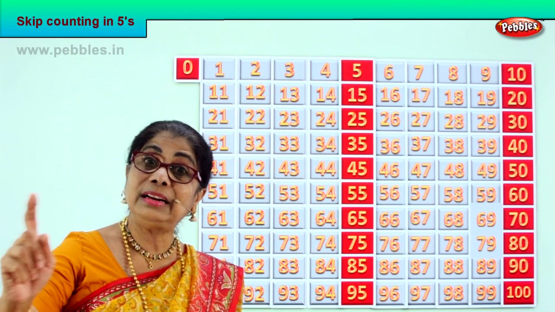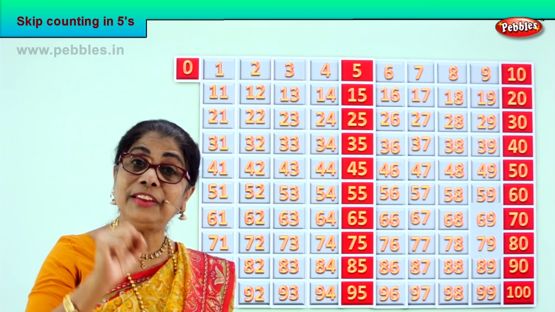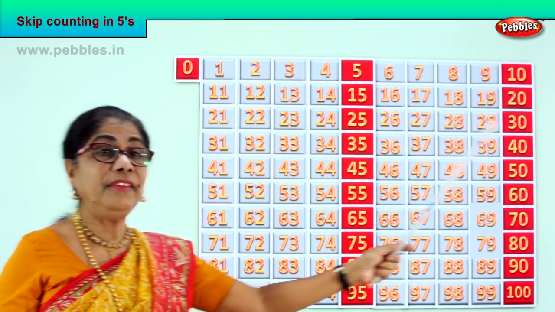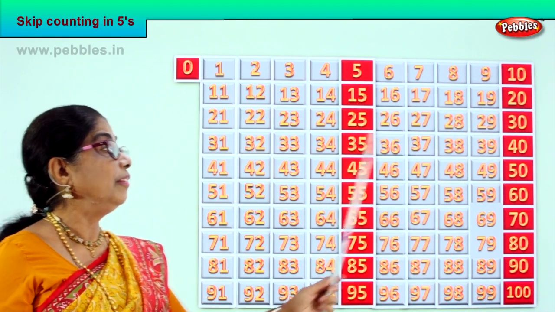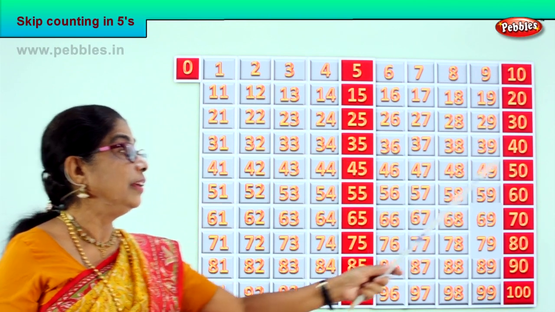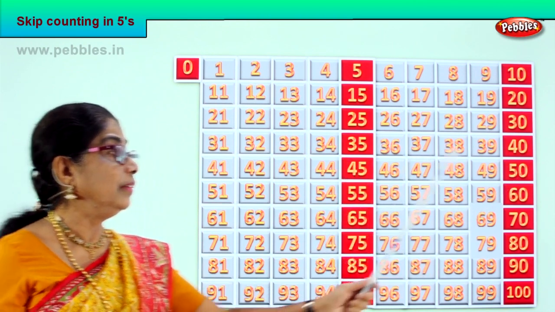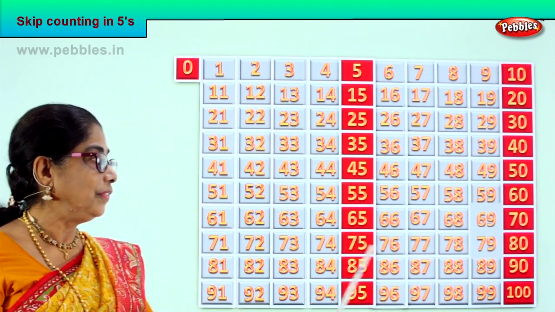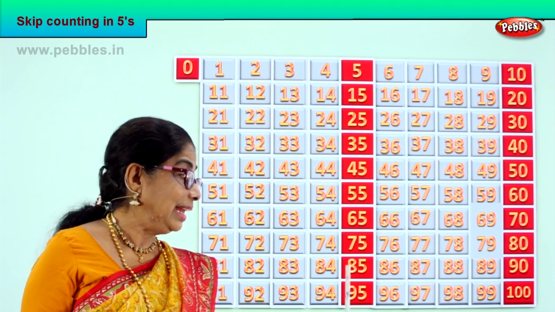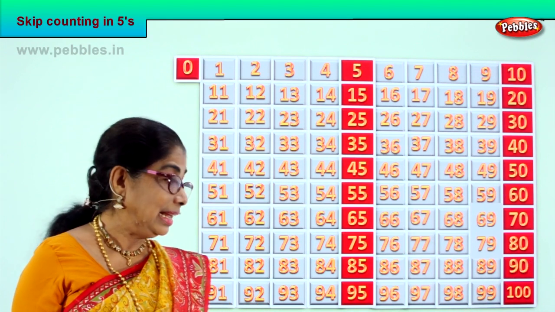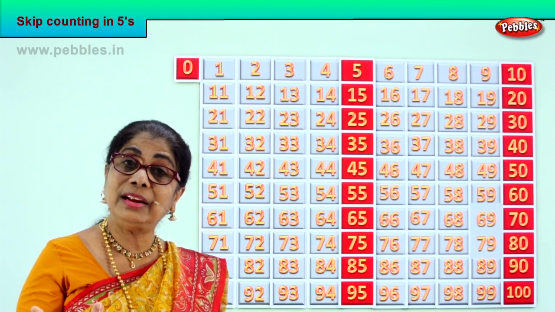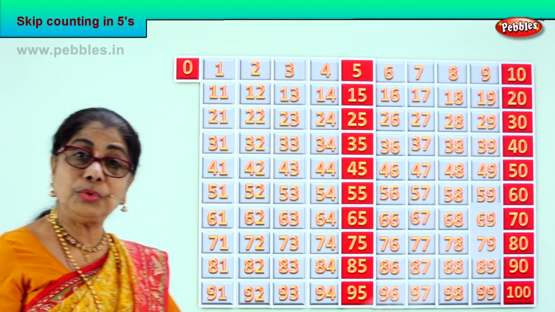Let's say all the skip counting in 5. 0, 5, 10, 15, 20, 25, 30, 35, 40, 45, 50, 55, 60, 65, 70, 75, 80, 85, 90, 95, 100. Now look, we have learned skip counting in fives.